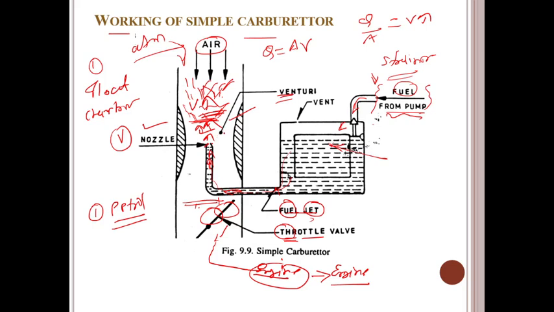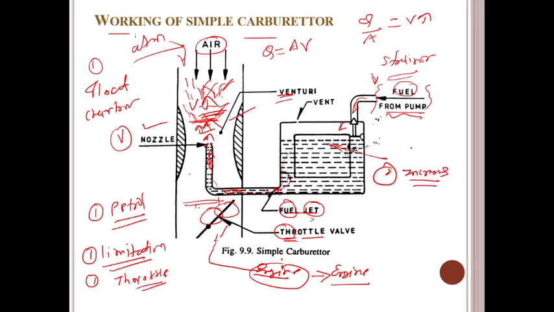So what are the limitations of these simple carburetors? In these carburetors, the air-fuel mixture totally depends upon the position of the throttle valve. The second disadvantage is that the air-fuel ratio decreases when the speed of the engine increases. As soon as you increase the speed of the engine, the air-fuel ratio decreases. This is the second limitation.